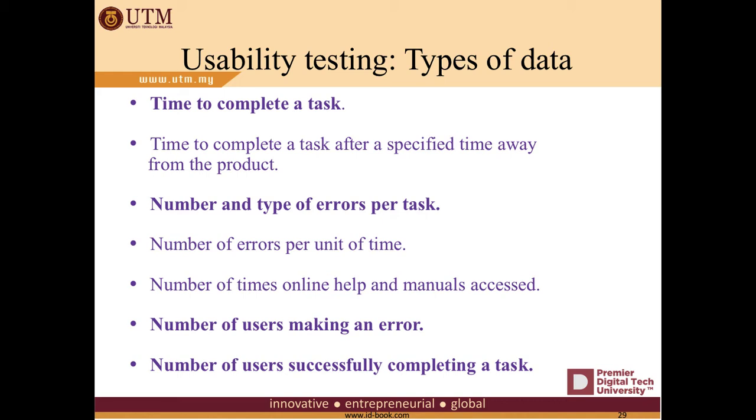You can try to collect data based on time to complete tasks, and number and types of errors. You see the bold color shows the importance of the types of data. And then the number of users making an error, and the number of users successfully completing a task. So this is what is important in usability testing types of data.